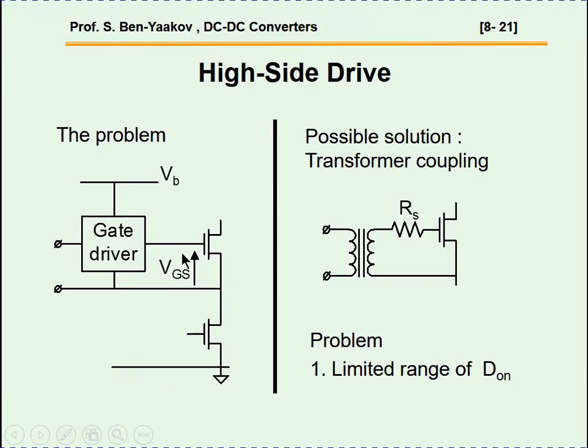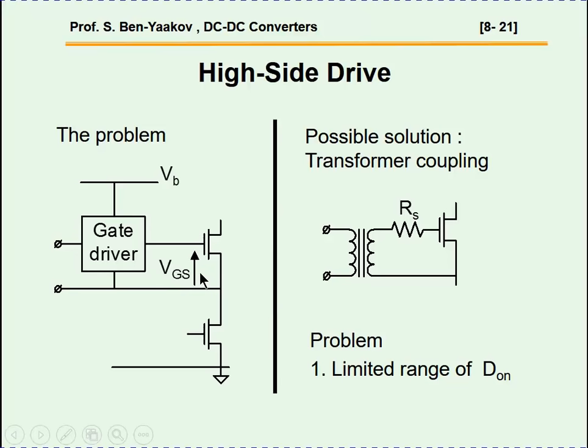This has to be, so you need a driver which is sort of floating here, because this point can be going up and down, and you somehow have to provide the signal in here and have this gate driving this higher side. By the way, this is the same situation in a buck converter with an N-channel MOSFET transistor. You have the same situation.